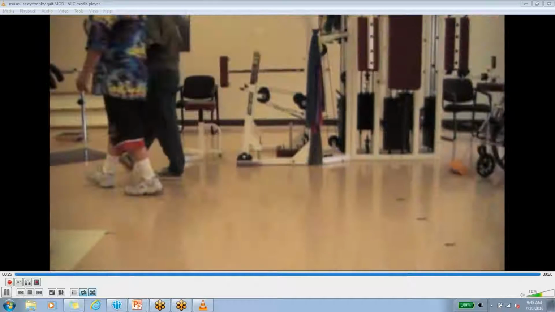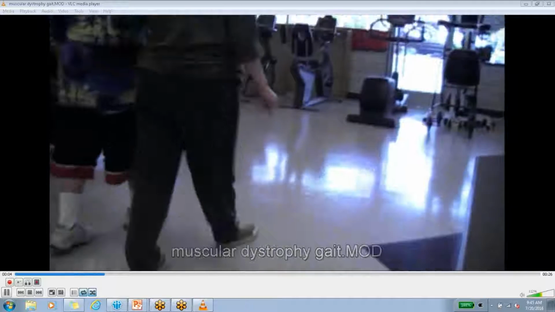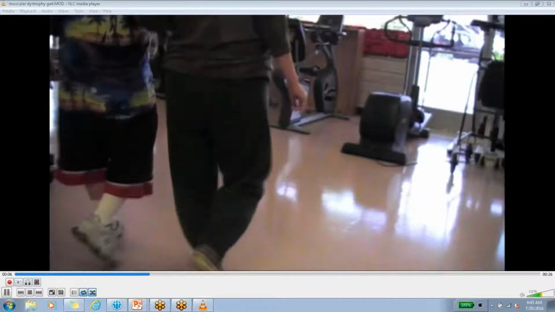And that's why that afferent input, that input from the sensory system, is so important to be able to time what needs to occur during the gait cycle. And she can do it.